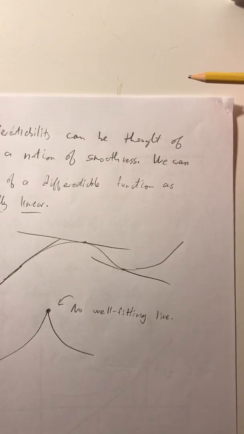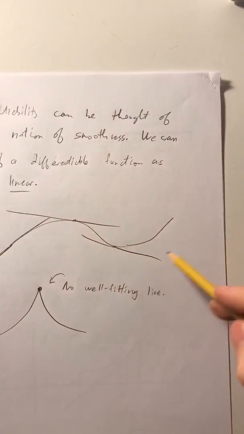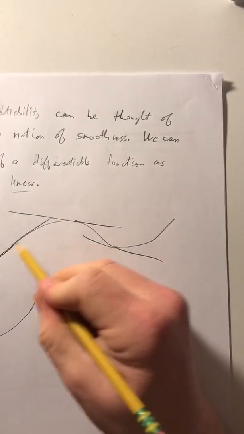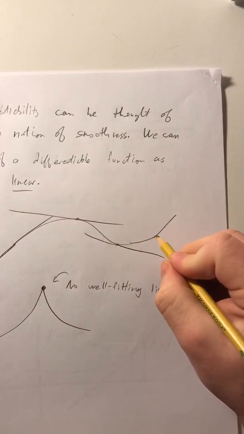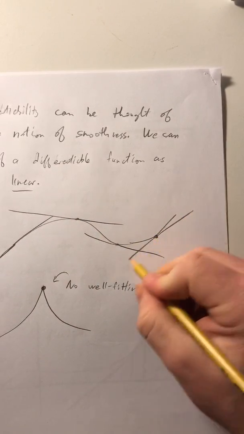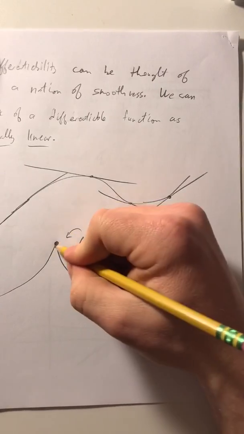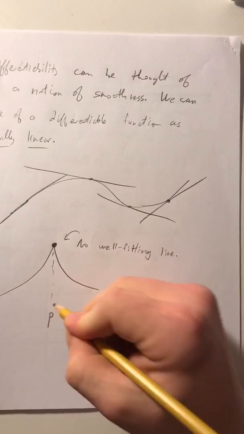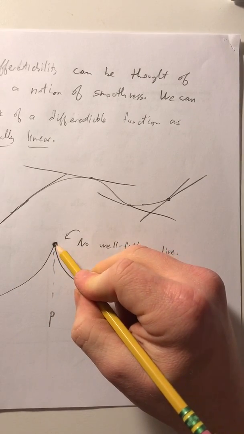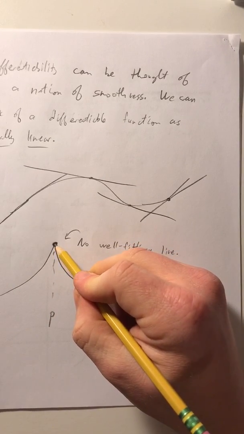Differentiability is a notion of smoothness. So here I have a kind of smooth curve, and at any point I can make a tangent line. So the function transitions smoothly as I move from the left to the right. Here's an example of a function and a point P. The derivative does not exist at this P for this function because it's not smooth here.